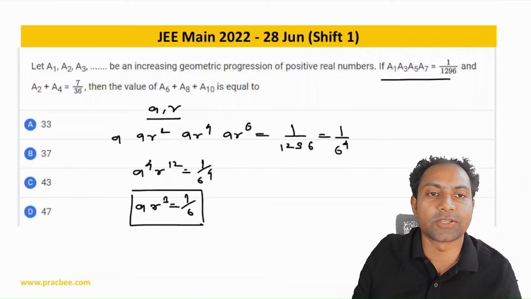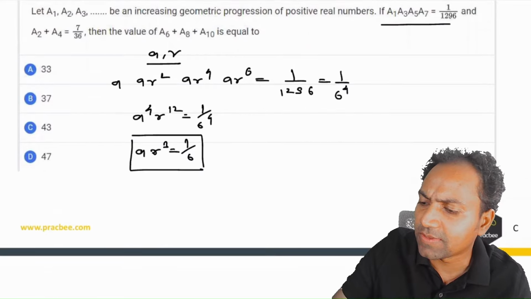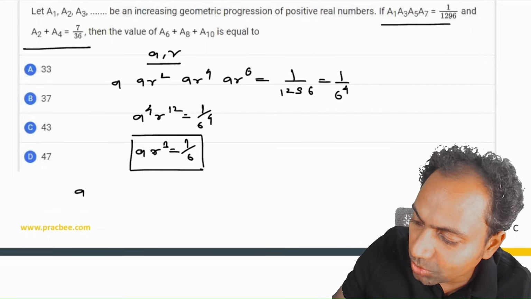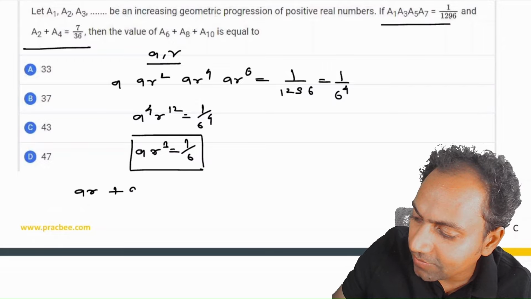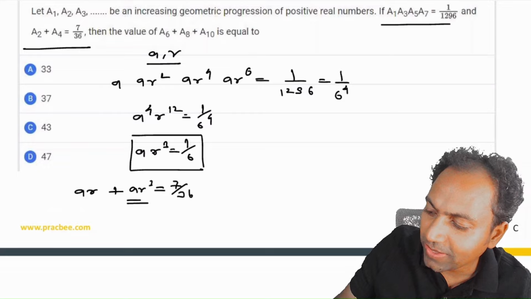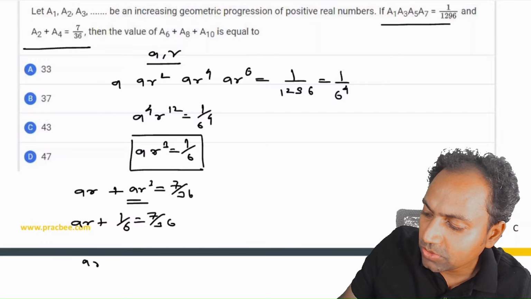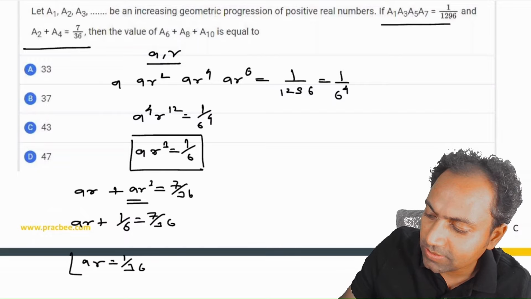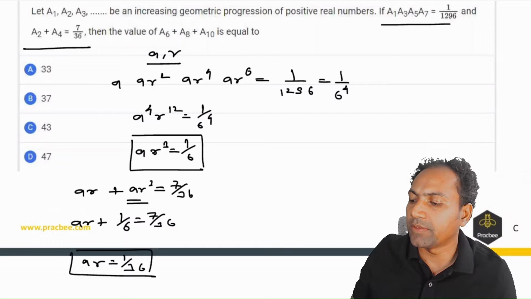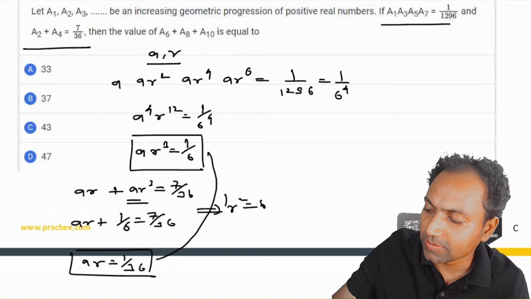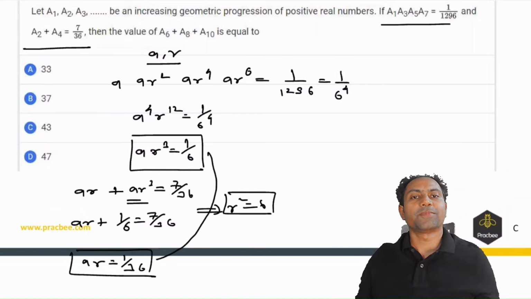This is the first condition. Now if I look into the other condition that is given, A4 plus A2 is equal to 7 by 36. A2 is nothing but AR and A4 is nothing but AR cube, and this is 7 by 36. Now, this value I can substitute. So AR plus 1 by 6 is equal to 7 by 36. So AR comes out to be 1 by 36. Now if I divide both of these, I get the value of R square and that is nothing but 6. So these are the three pieces of information available to me.